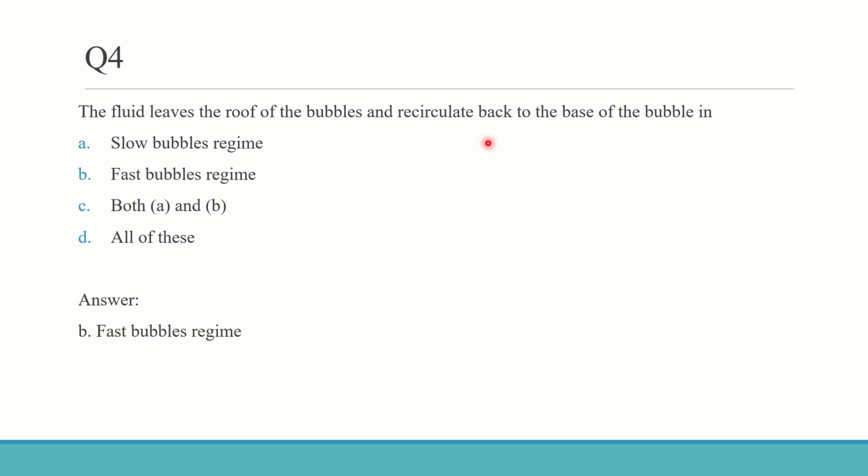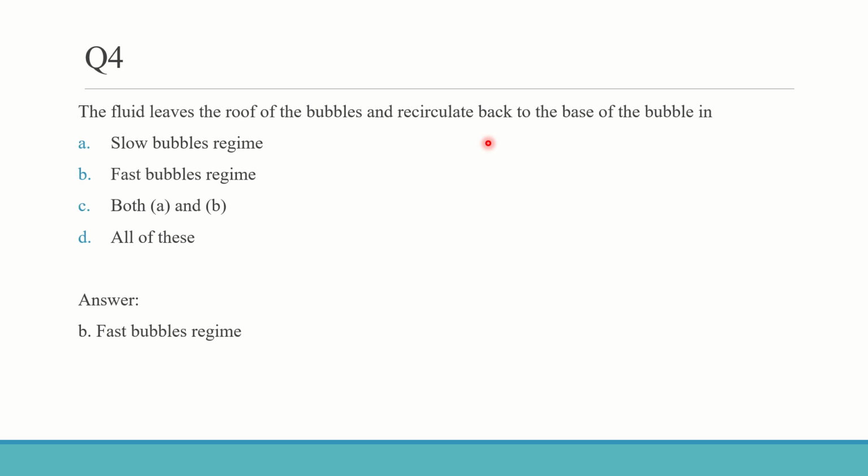Option B, fast bubble regime is the right answer, because we have seen that the fluid is leaving from the roof of the bubble and it is recirculating back to the base of the bubble. So that is what we call clouded bubbles in fast bubble regime. Why is this happening? Because the bubbles are rising faster than the surrounding fluid. The gas leaving at the top is swept back and recirculated back to the bubble base. The region around the bubble penetrated by the circulating gas is called the cloud.